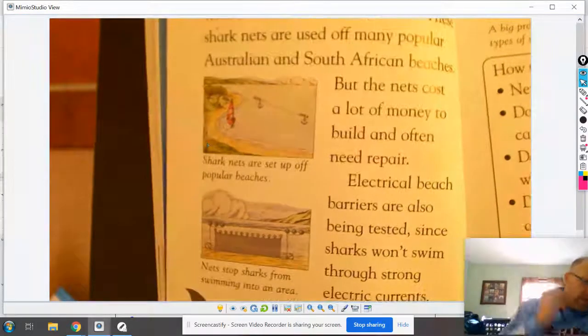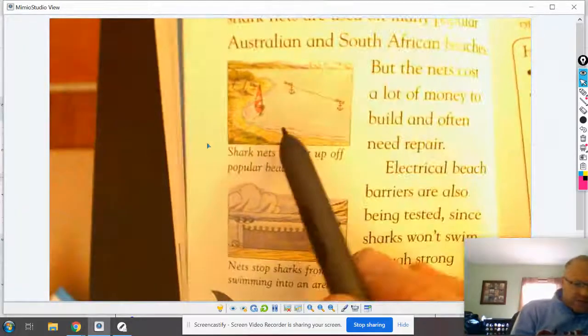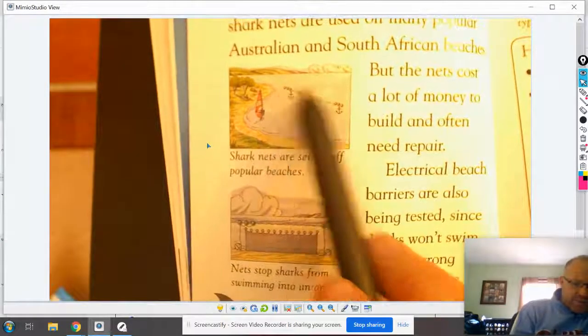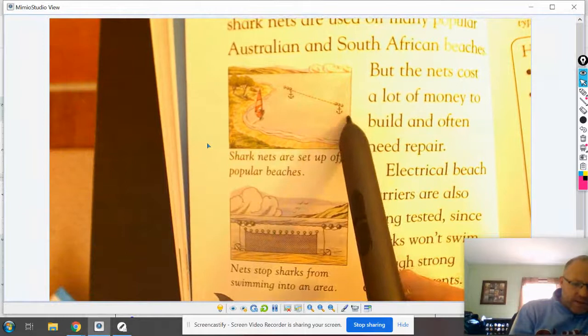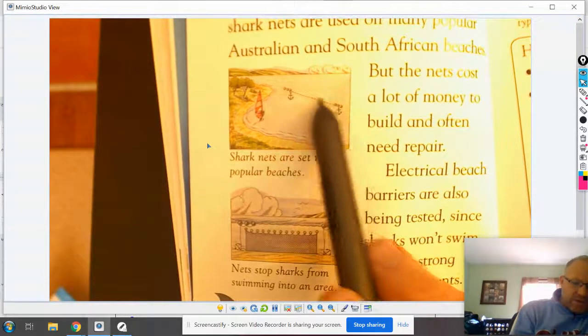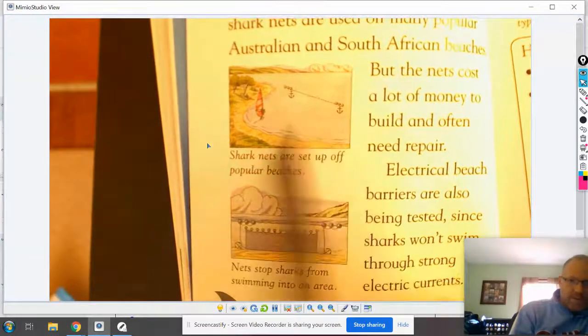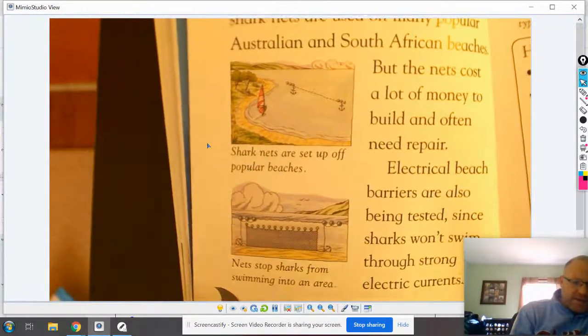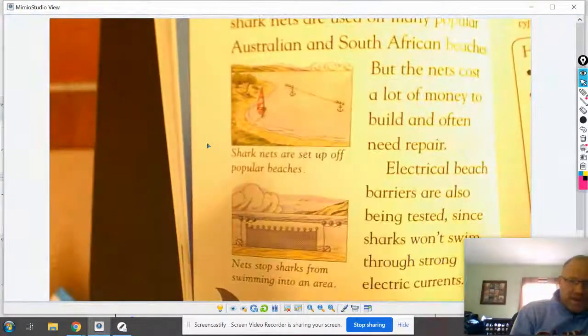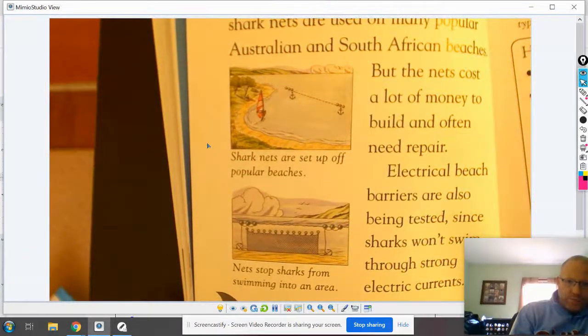So one of the things that they talked about was the shark net. So they have these buoys with anchors set up, and those buoys have a rope that goes across with a net that goes all the way down to the floor of that area. And it allows water to pass through, but it does not allow sharks to swim through.